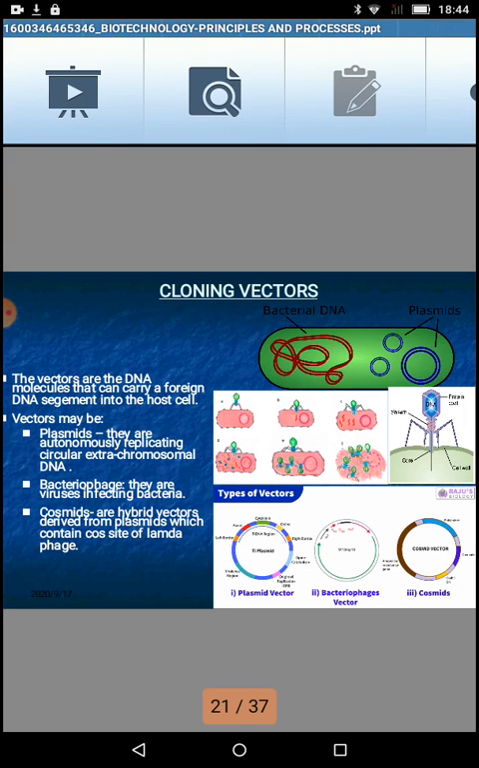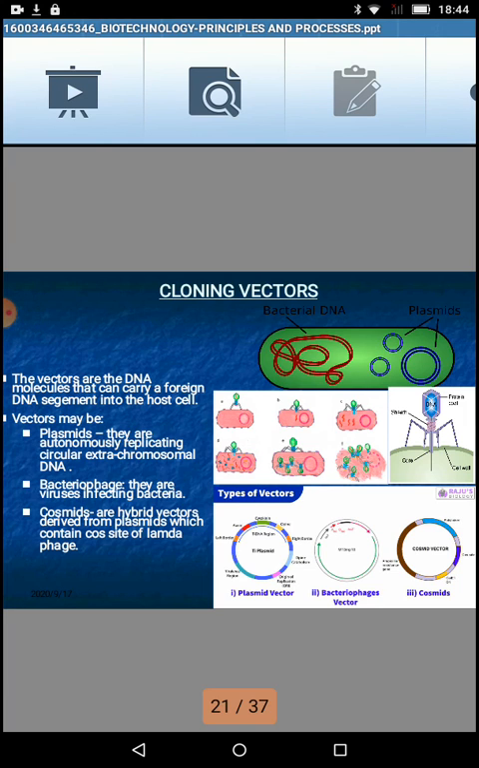I'm just reading the slide. Vectors are the DNA molecules that can carry a foreign DNA segment into the host cell. Now, vectors can be of three types, or they can be more than that also. One of them is plasmids, which is one of the most commonly used vectors in biotechnology. They are autonomously replicating circular extra chromosomal DNA.